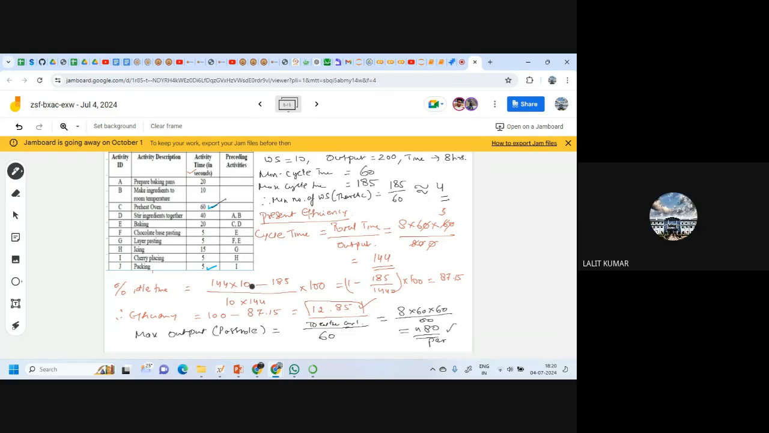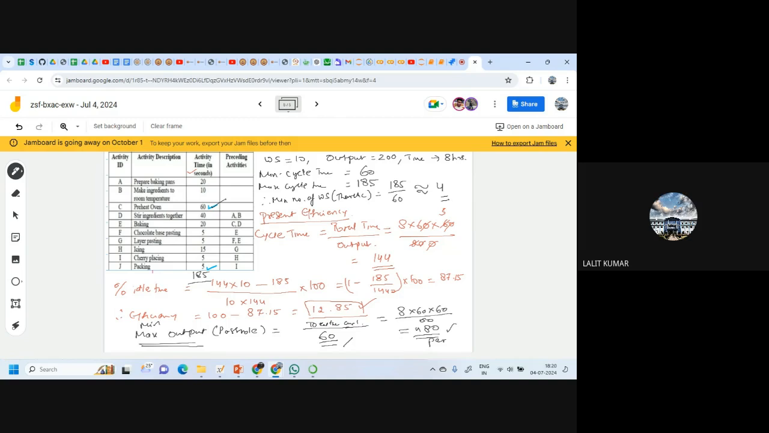Now we can go to the third part. So always we should take the minimum cycle time? Yes, for maximum output, always the minimum cycle time. For minimum output, take the total time. Only total time is enough. Yes, total time, this 185.